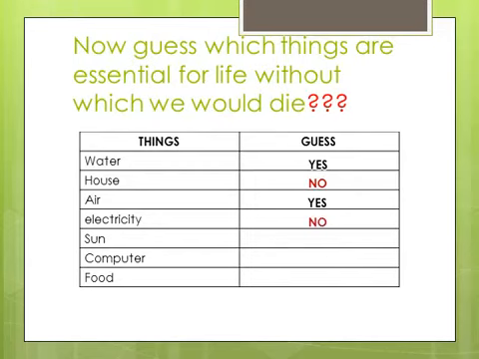Now the next thing is sun. Sun is our source of energy, so it is very necessary. If there is no sun, there will be no plants. If there are no plants, there will be no life. Now the next thing is computer, so your and my answer is no. Now the next thing is food. Food is necessary for our survival, because if we have no food, how can we live on earth?